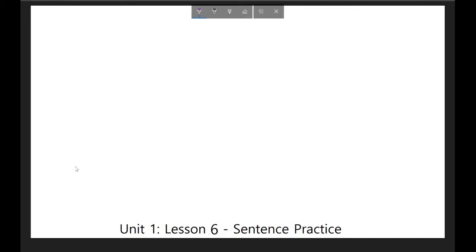All right, let's practice some sentences. I'm going to prompt you with English sentences based on the grammar from Unit 1, Lesson 6, and it's going to be your job to try to translate these sentences into Korean.